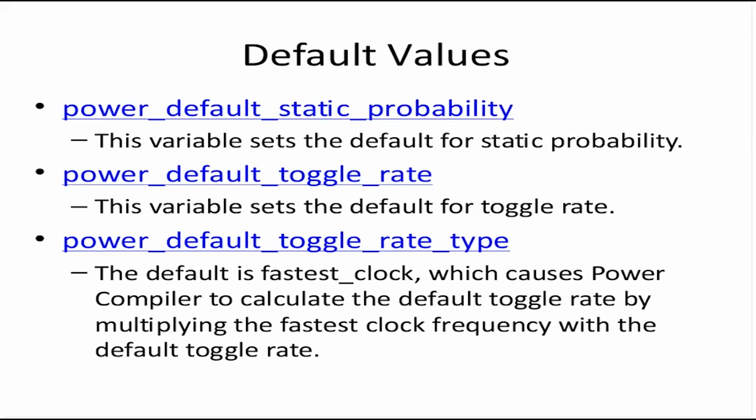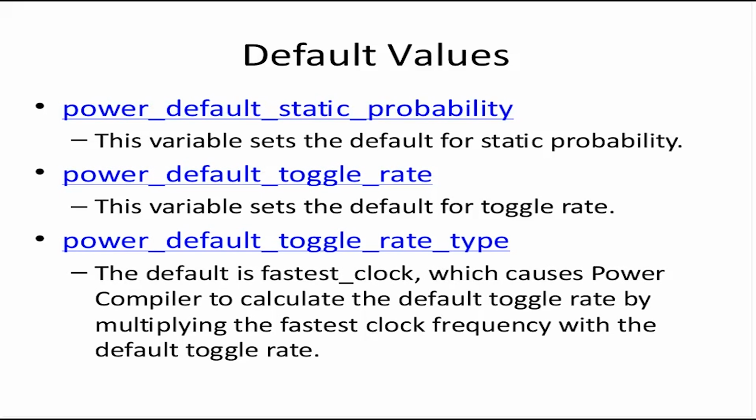Right? So these are the variables that define the default values. Power default static probability for static probability, power default toggle rate for toggle rate. Now you have a variable called power default toggle rate type, which tells that the default is fastest clock. That means by default, Power Compiler will use the fastest clock. So let's say you have multiple clocks in your device. It will use the fastest clock as the value of CLK.